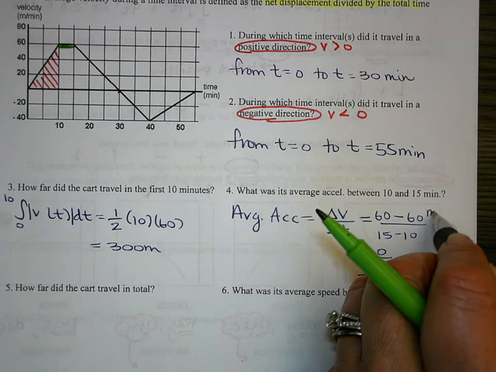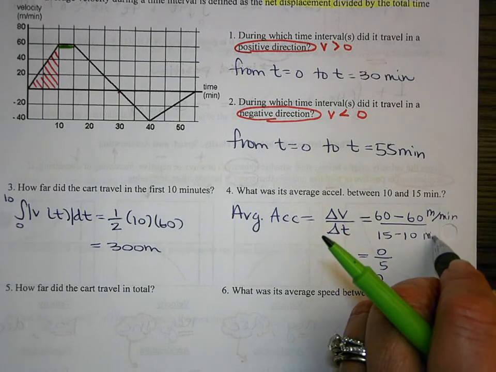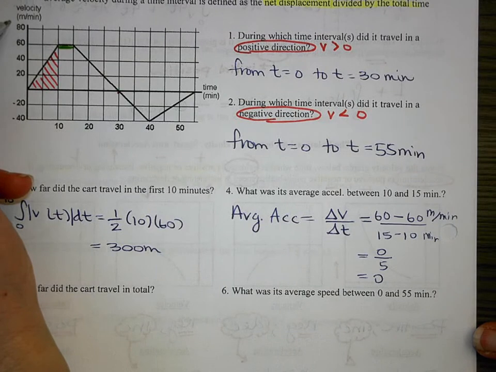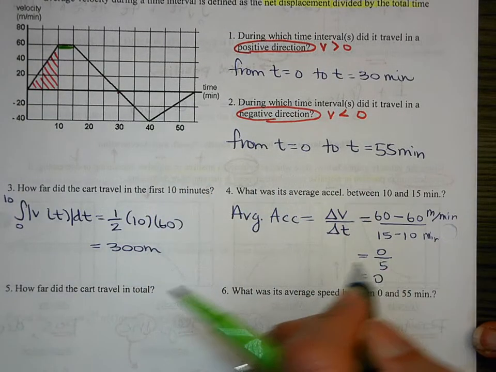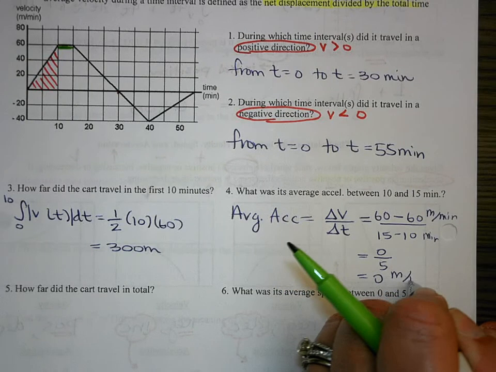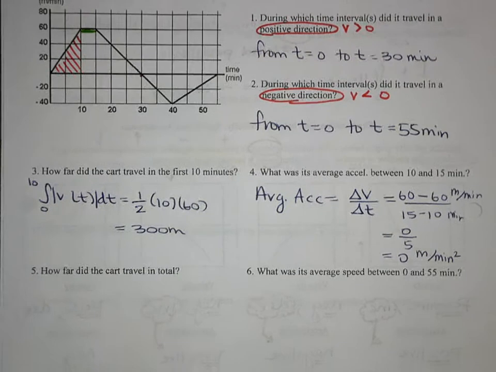And this was meters per minute here, right? And that was minutes down below. So the velocity was given as meters per minute, and then time was minutes. So we have meters per minute divided by minutes, so that would be meters per minute squared.